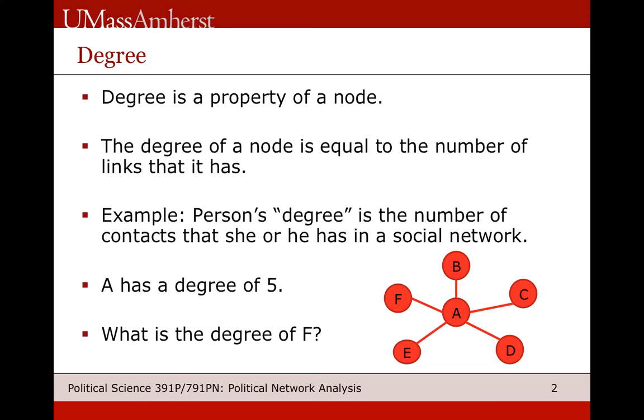If we look at F then, what would be the degree of F? Yes, that's right. I'm assuming you all guessed that the answer is 1. So we can see that in fact, because this is a star network, a concept that we'll return to later, all 5 of the nodes, B, C, D, E, and F, have a degree of only 1 because they have only one edge that is incident to them, the edge that goes to node A.